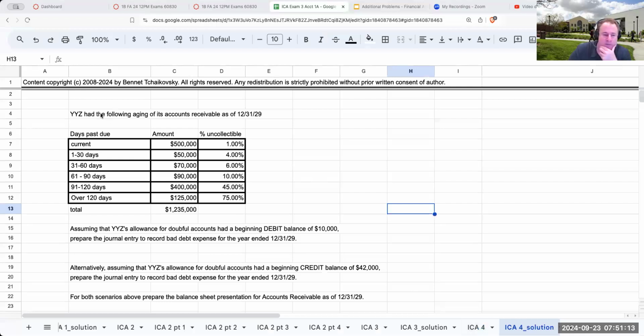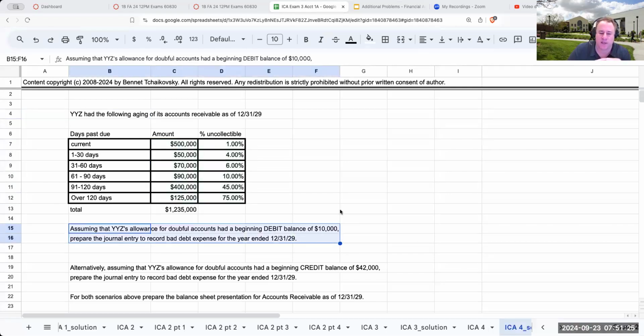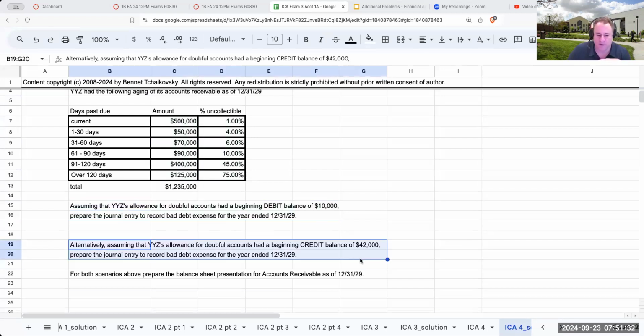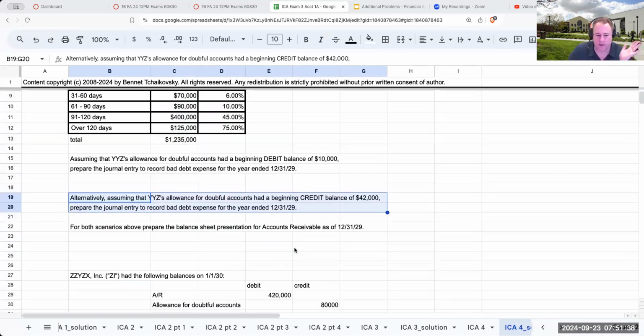Right over here, we have YYZ, which has the following aging of its accounts receivable as of December 31st, 2029. We've got an amount and a percentage uncollectible. Assuming the allowance has a debit balance of 10 grand, prepare the journal entry to report bad debt expense. Alternatively, assuming the allowance for doubtful accounts had a beginning credit balance of 42, prepare the journal entry. For both scenarios, prepare the balance sheet presentation for AR.